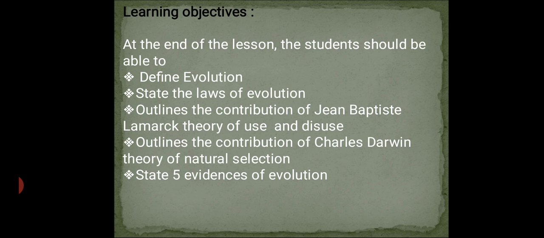Learning objectives. At the end of the lesson, the student should be able to: 1. Define evolution. 2. State the laws of evolution. 3. Outline the contribution of Lamarck's theory of use and disuse. 4. Outline the contribution of Charles Darwin's theory of natural selection. 5. State 5 evidences of evolution.